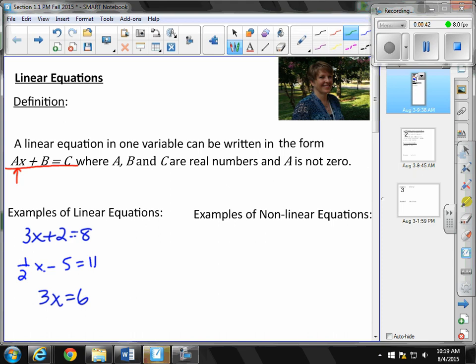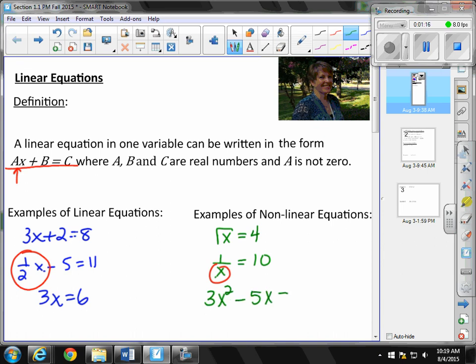Examples of some nonlinear equations are the square root of x equals 4. The square root makes it not linear. 1 over x equals 10. We can have a fraction in the coefficient, or the number with the variable, but we cannot have the variable in the denominator. That's what makes that equation nonlinear. And another example of a nonlinear equation would be when we have an exponent on our variable. 3x squared minus 5x equals 2 is not linear.